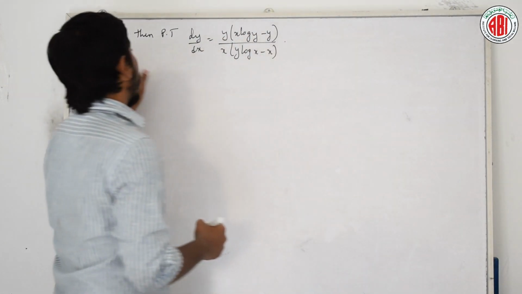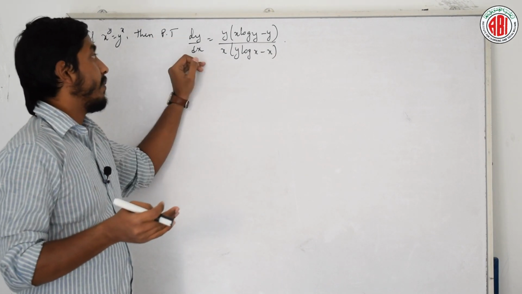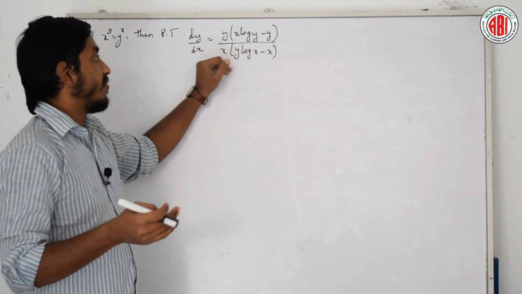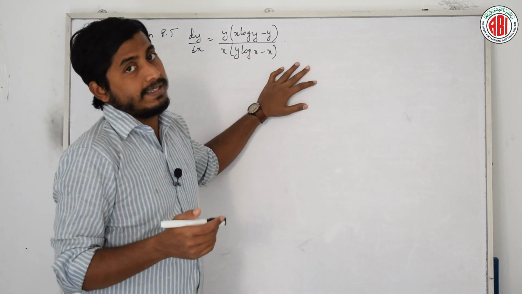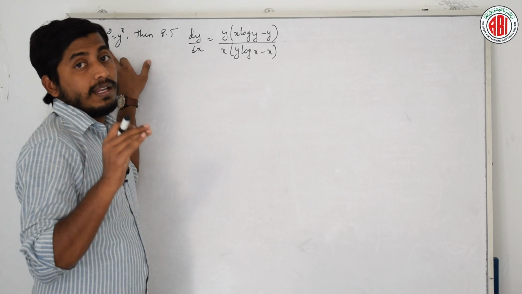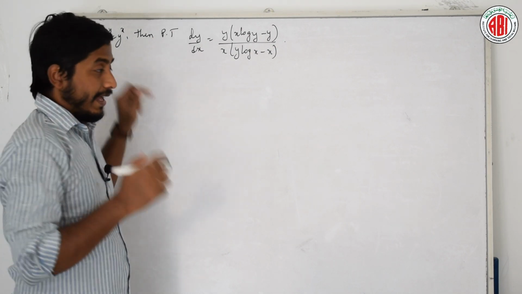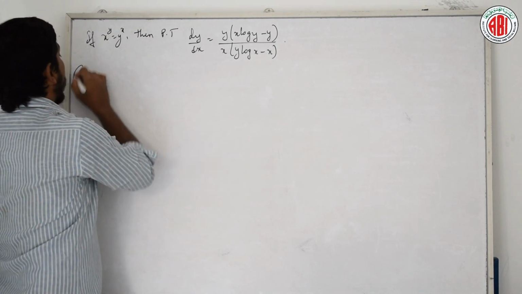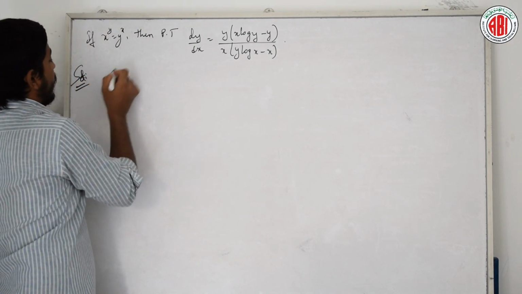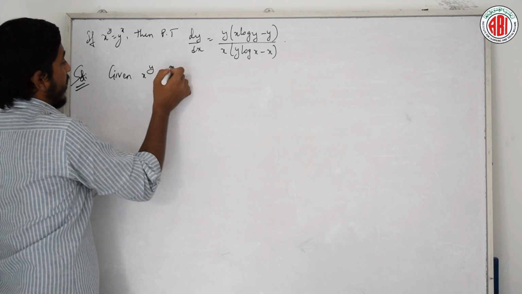He is telling that x power y is equal to y power x. Then he is asking us to prove dy by dx equal to y into x log y minus y by x into y log x minus x. Okay. Now, variable to the power one more variable. Okay, then what do we have to do? We have to apply log on both sides, right? x power y is equal to y power x.